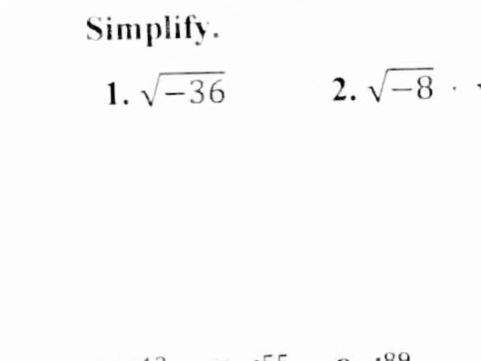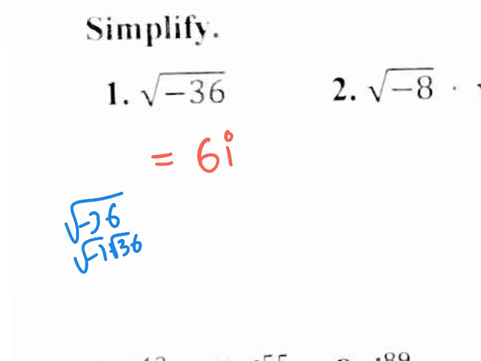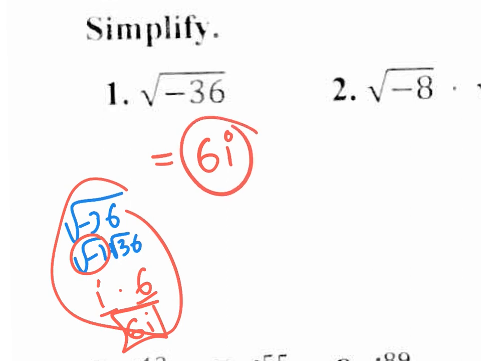Number one, what's the answer to that? The answer is 6i, and that's it, right? If you ask why, well, you could rewrite negative 36 as negative 1 times 36, split the root. We all should know that the square root of negative 1 is i, and the square root of 36 is 6. And i times 6 is simply 6i, piece of cake. You don't have to do this work. You need to know that answer.